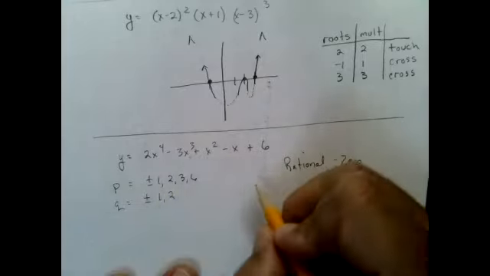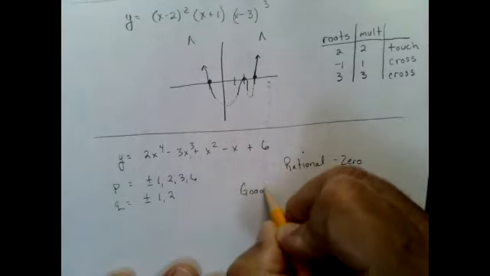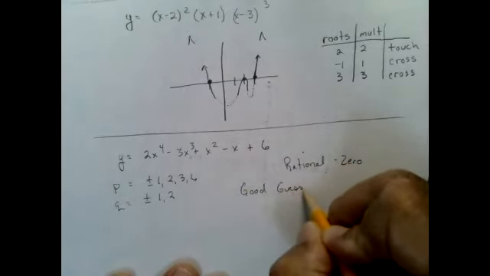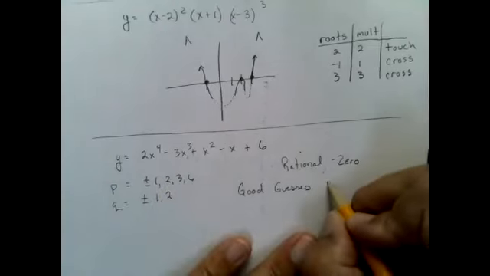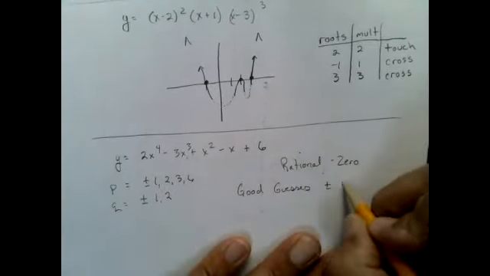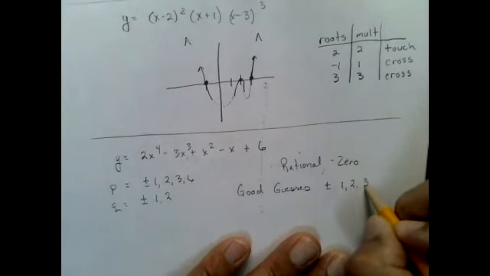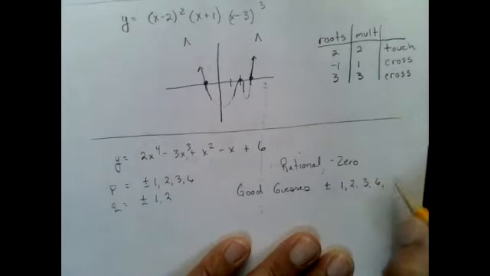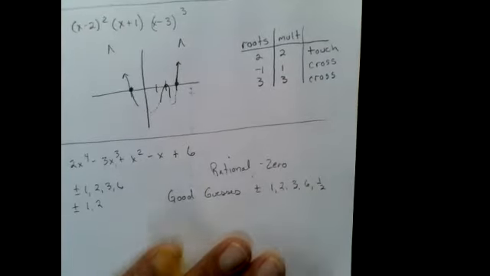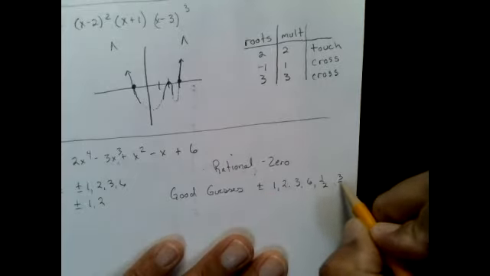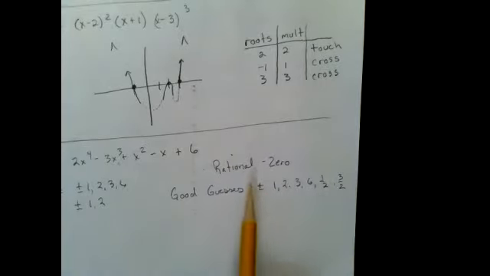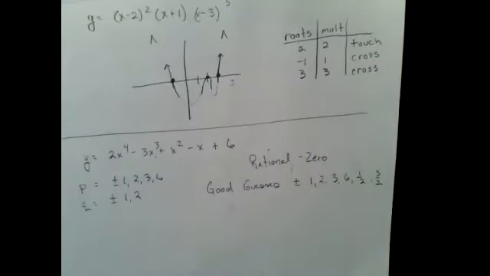And from this rational zero theorem, I got what I called good guesses. And these are good guesses to be able to divide a number into here. And it was the fraction P over Q: plus or minus 1/1, 2/1, 3/1, 6/1, 1/2, 2/2, which is 1, we already have that, 3/2. So those were my rational zero theorem good guesses of numbers that might become factors.